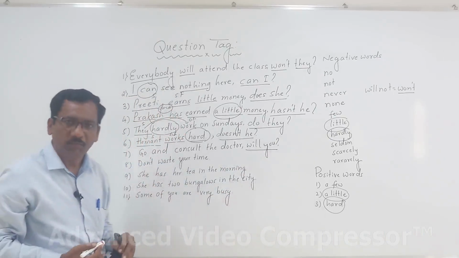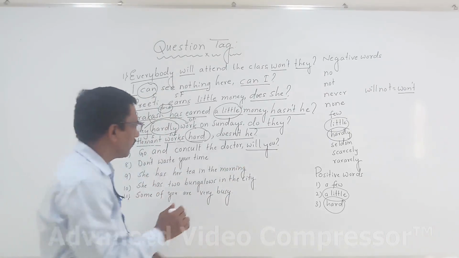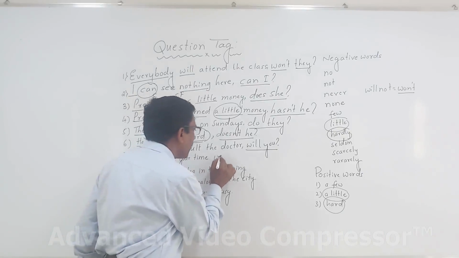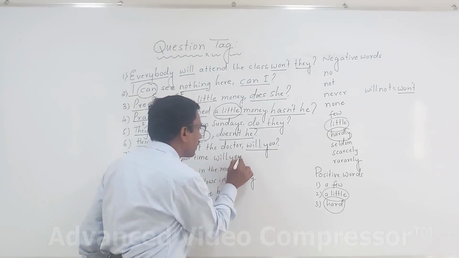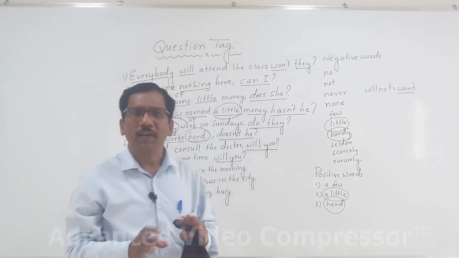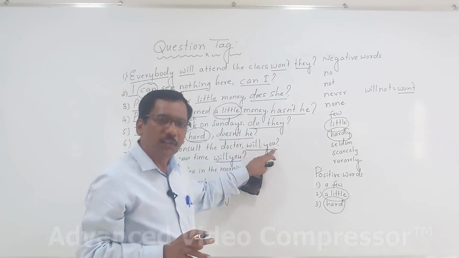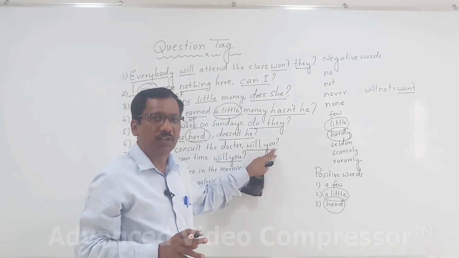Don't waste your time. It's a negative order. Though the order is negative, we have to add will you as question tag. Please remember, it means for both positive and negative orders, the question tag will you is used. Please keep this point in your mind.